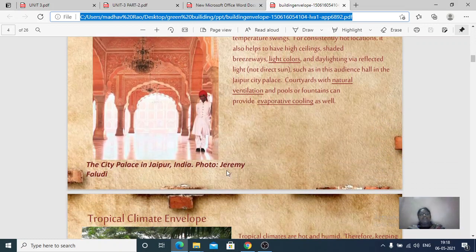Not only in Jaipur, you can see in Telangana or Hyderabad, the old constructions. Most of the old constructions are open to the air. You can see natural ventilation in the old construction.